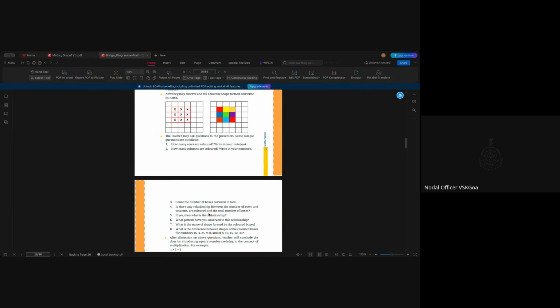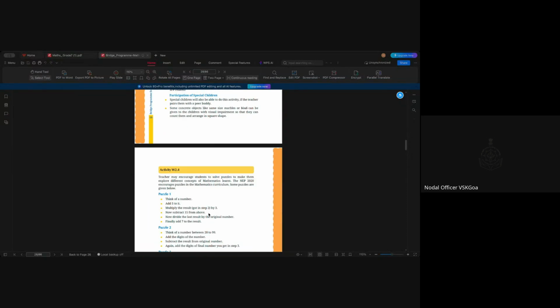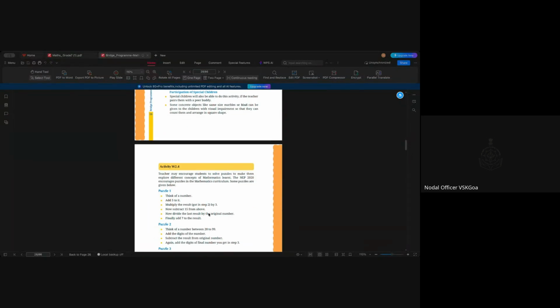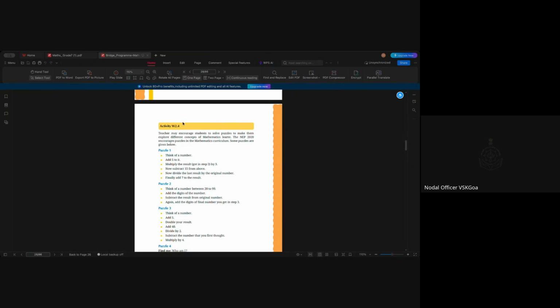Now over here, you go to the next activity here. Okay, now here see. Week 2, activity 4. Now some puzzles are given over here. Now think of any number, add 5 to it, multiply the result, here see, by 3. Now you subtract 15 from above. So you have to look at the instruction, and according to that you have to do the operation.